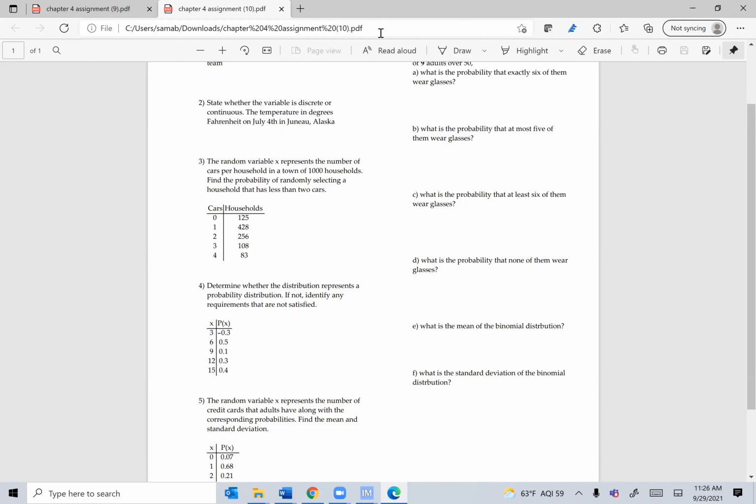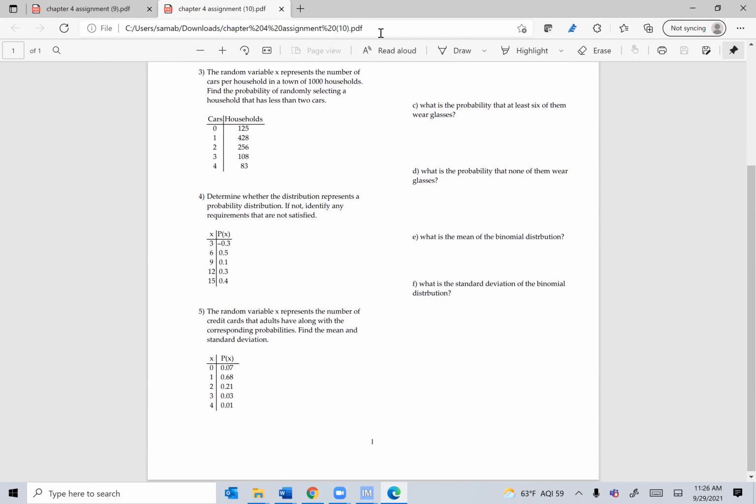Number 4, determine whether this is a probability distribution. Remember, there are 2 conditions for a probability distribution. All the values of the probabilities must be between 0 and 1, and they add up to 1. Well, you notice something not normal here. That's why you should probably say that this is not a probability distribution. Why? Remember, probabilities are between 0 and 1, and they add up to 1.